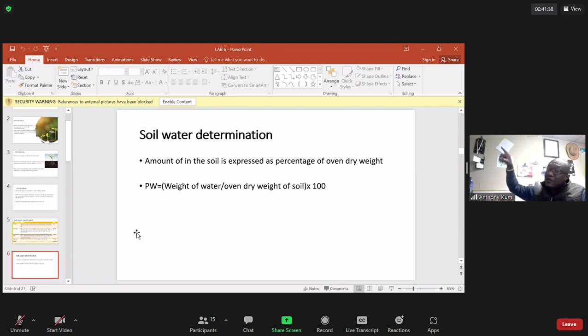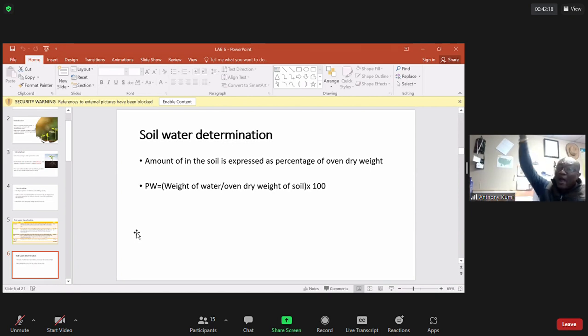And log 100,000 is what? 5. Why do I know that log 100,000 is 5? Because it is 1 times 10 raised to the power 5. Okay? And log 10 is what? 1, because 10 raised to the power 1 is 10. 10 raised to the power 2 is 100. 10 raised to the power 3 is 1,000. 10 raised to the power 4 is 10,000. So the log of 10 will be 1, and the log of 100,000 will be 5.